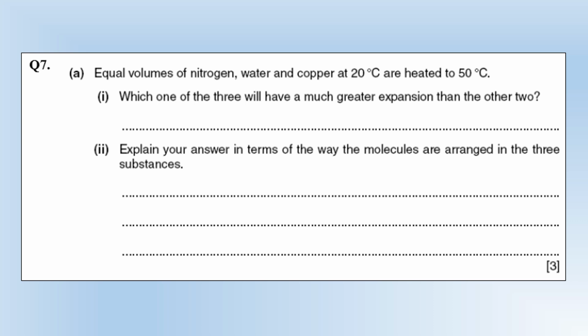So equal volumes of nitrogen, water and copper at 20 degrees are heated to 50 degrees. Which of the three will have a much greater expansion? Well, it's going to be the nitrogen, because it's a gas. Explain your answer in terms of the way the molecules are arranged.